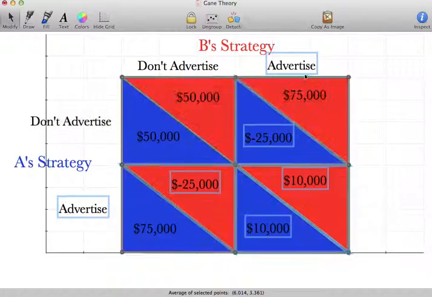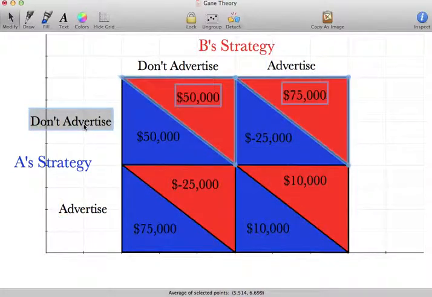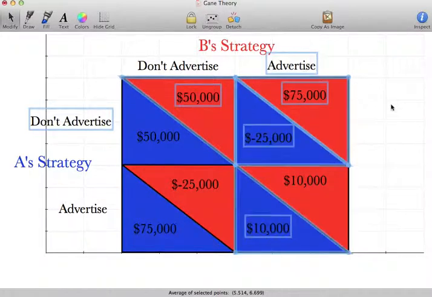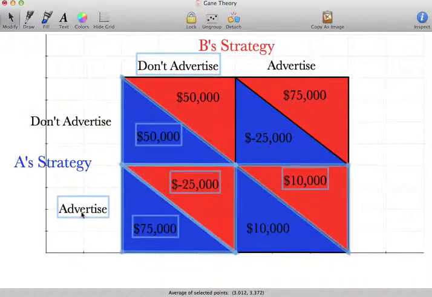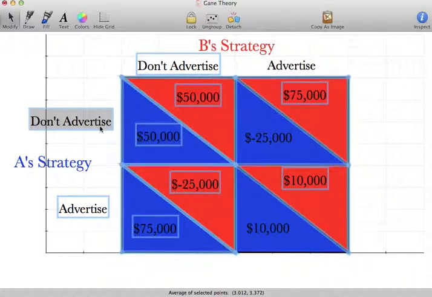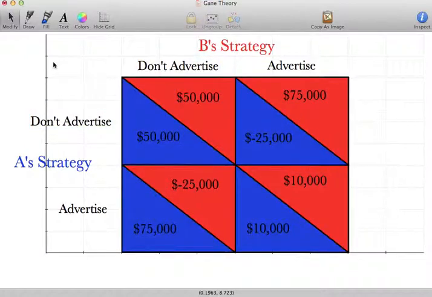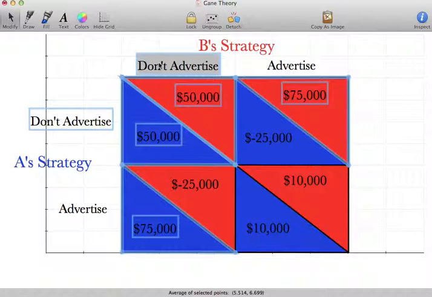All right. If we have advertise for B and don't advertise for A, we see that total profits are equal to 75,000 minus 25,000, 50,000. Same thing if we do don't advertise for B and advertise for A. Total profits are equal to 75,000 minus 25,000, 50,000. And then if we have a strategy of don't advertise for both parties, what is the total profits of the industry? 50,000 and 50,000, it's 100,000. So don't advertise and don't advertise is the optimal strategy for the entire industry. Industry profits are maximized by don't advertise.